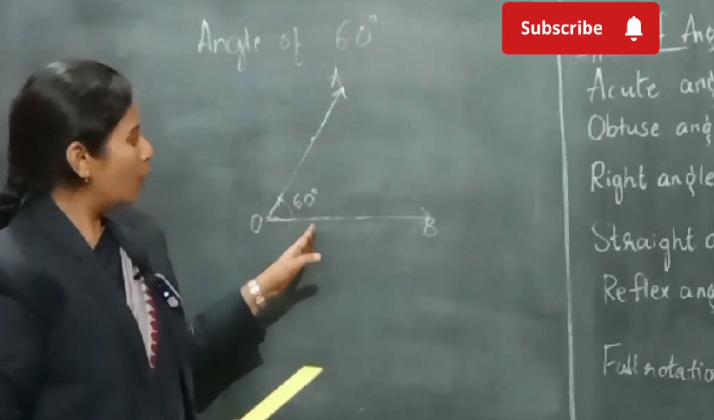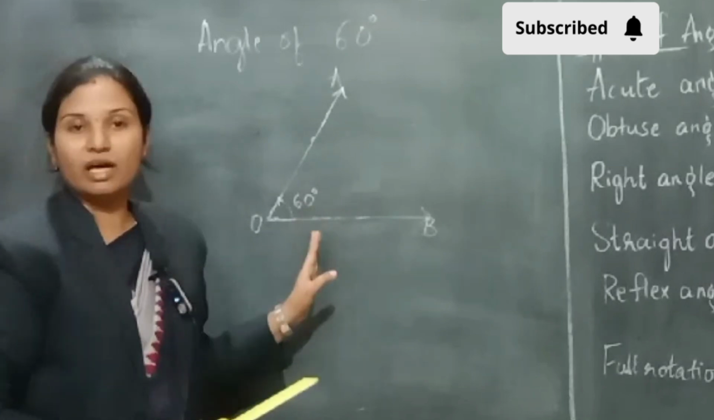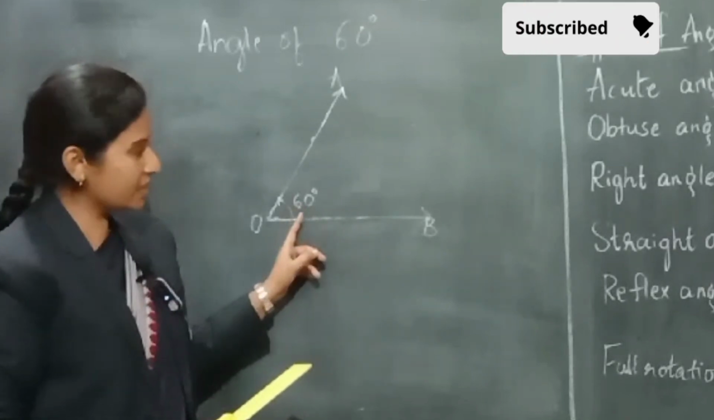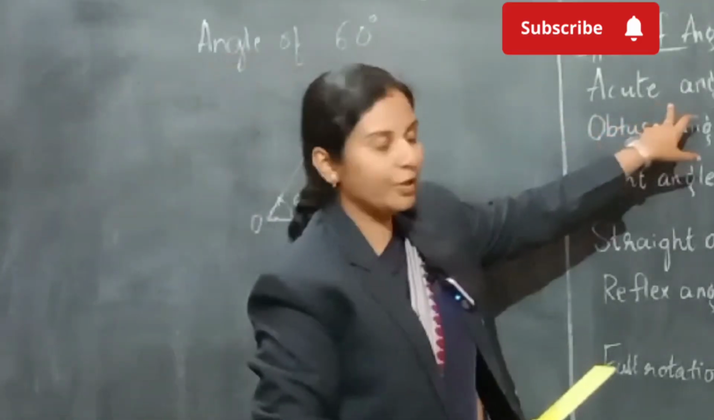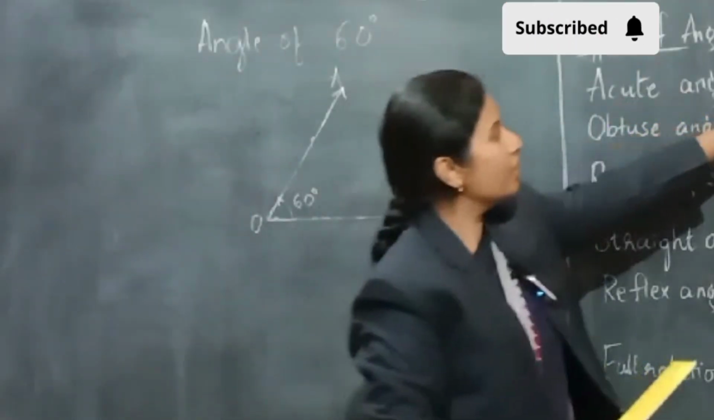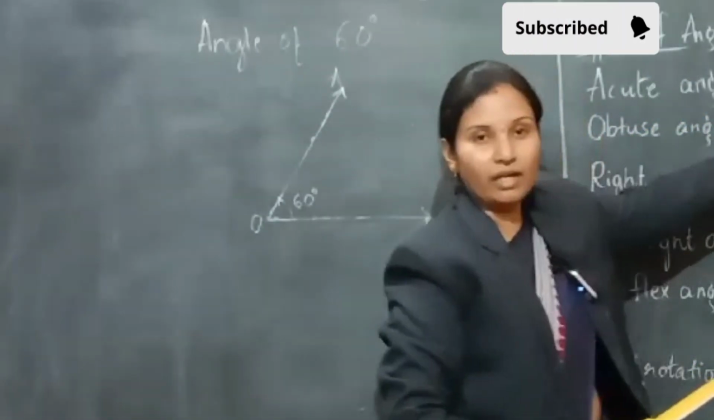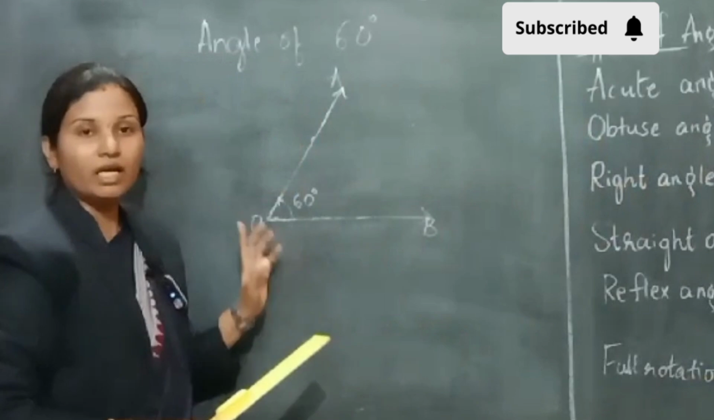Now children, in which classification does this angle come? This is 60 degree. This comes under the acute angle because it measures from 0 degree to less than 90 degree. So this is the acute angle.